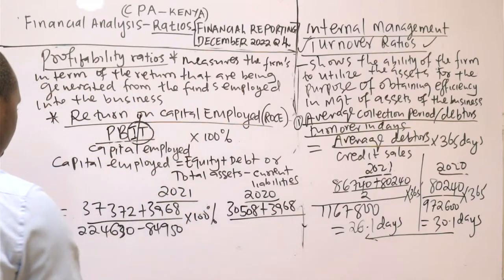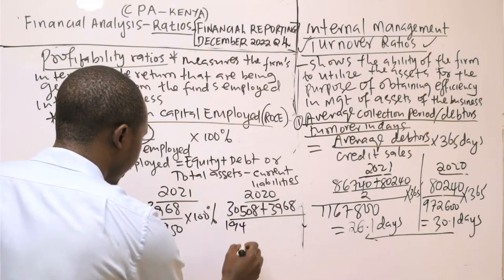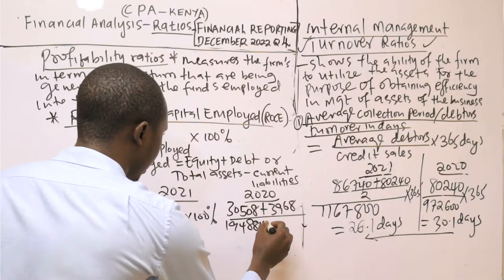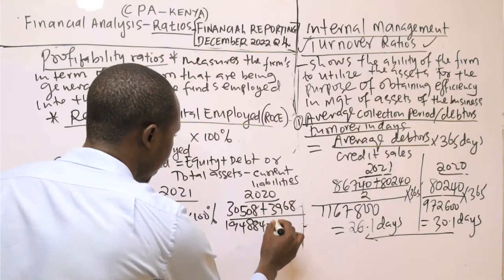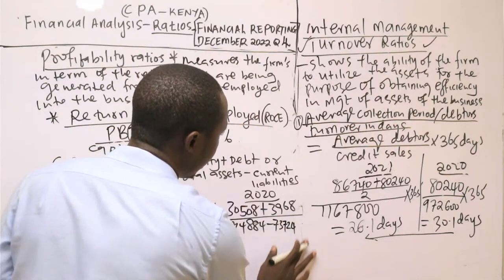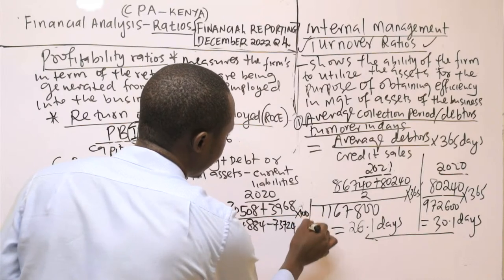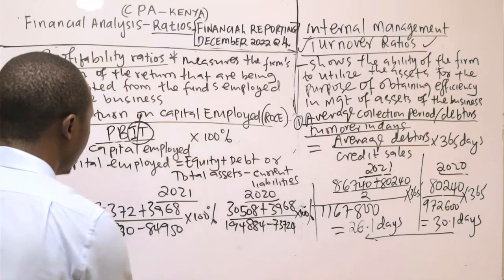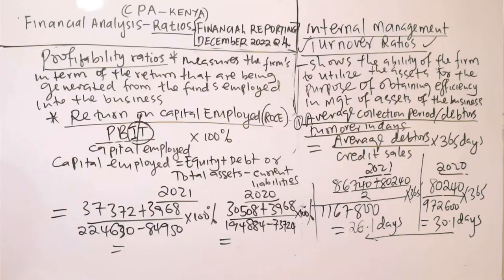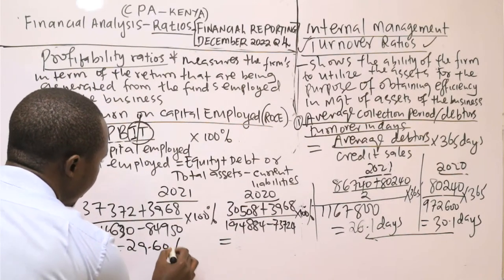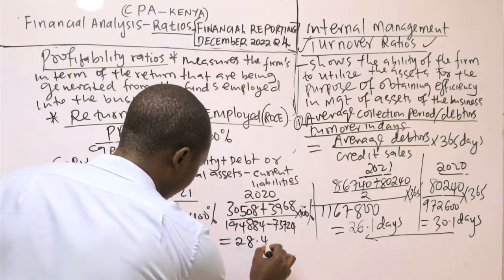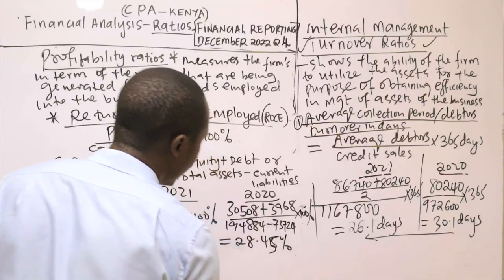Then my total assets is 194,884 minus current liabilities, which is 73,724. And this answer I get here, remember we have to multiply with 100%. So if you do this and this, you will be able to get 29.60%, and this one would give you 28.45%. So let's give the comment.